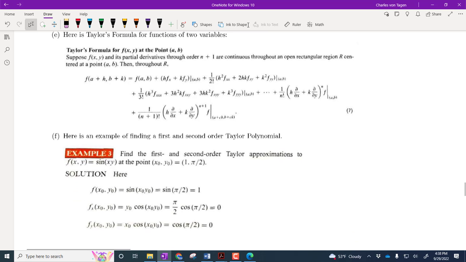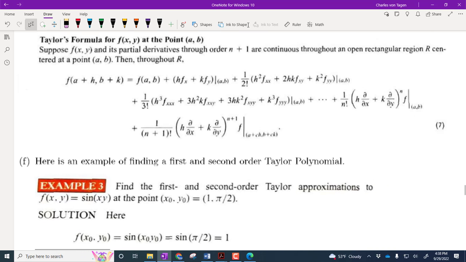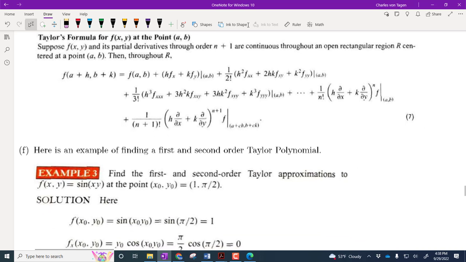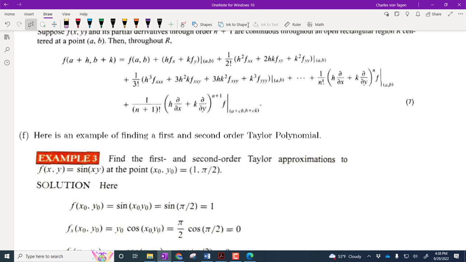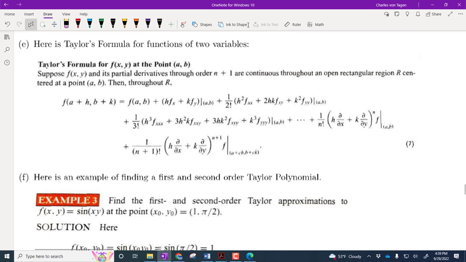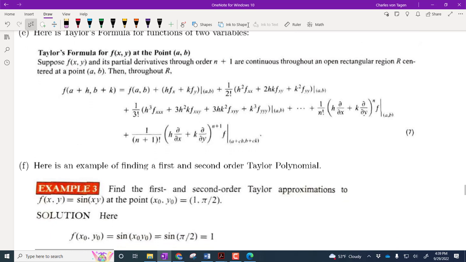Now, part of this should look like stuff we've already done today. Which part of it? Let's see here, what was this Taylor's polynomial? If I want to come up with a Taylor polynomial centered at, what does it say it's centered at, the point (a, b).